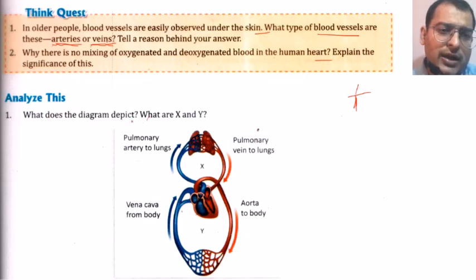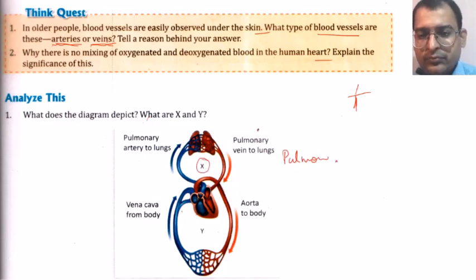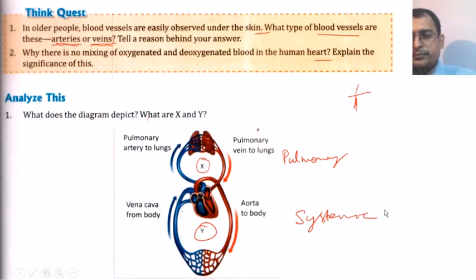What does the diagram depict? X and Y. X is the pulmonary circulation and Y is the systemic circulation.